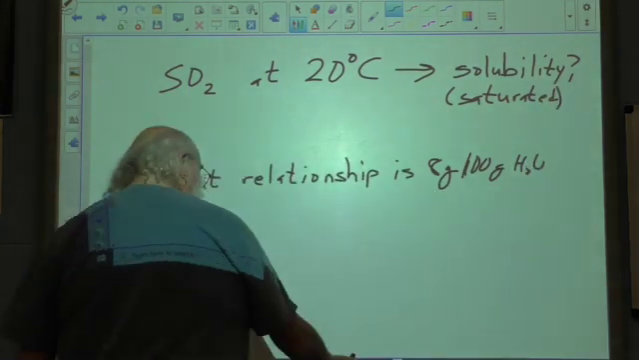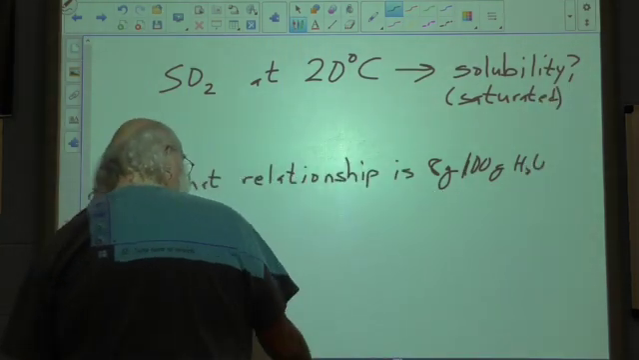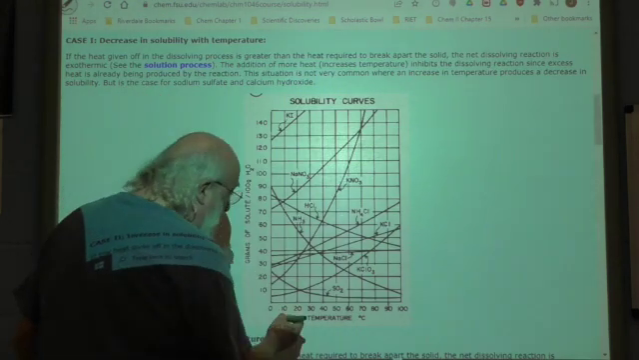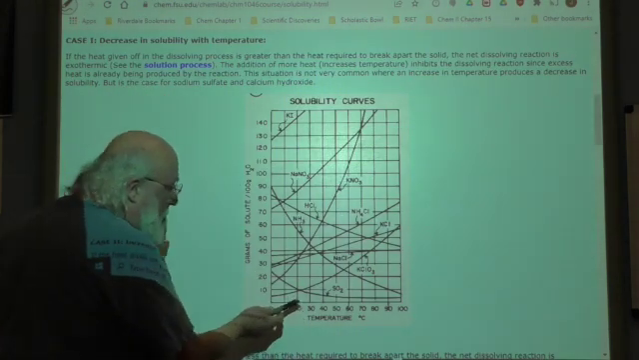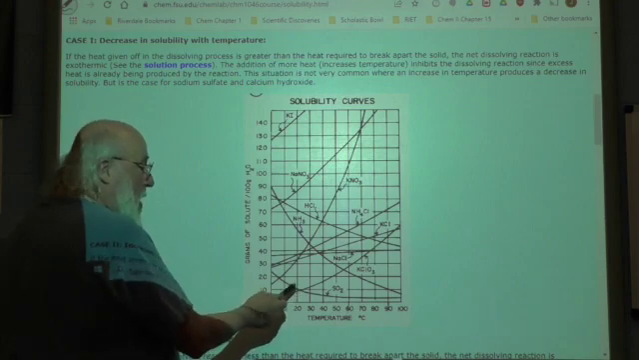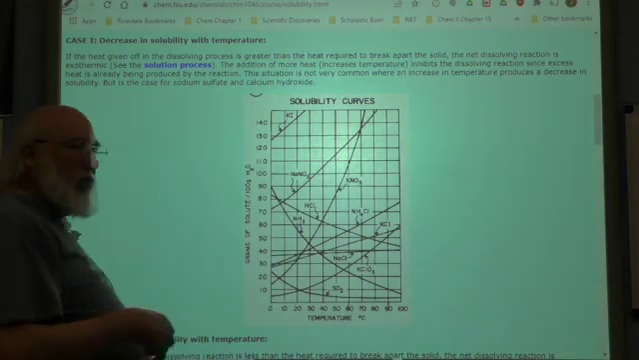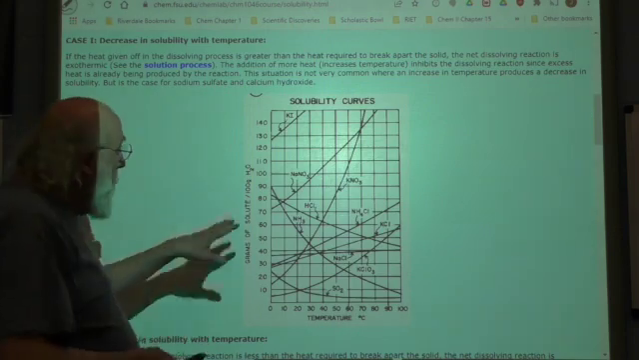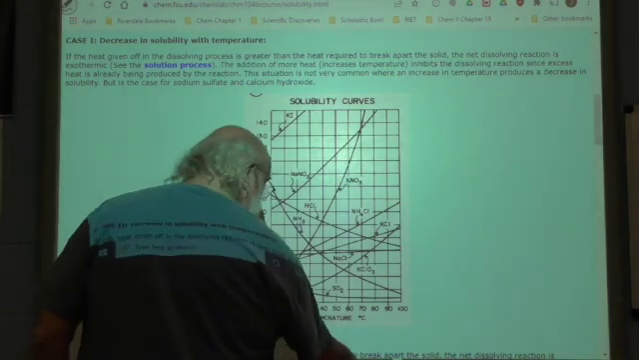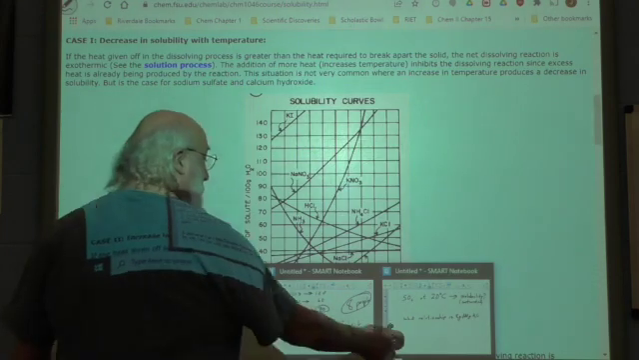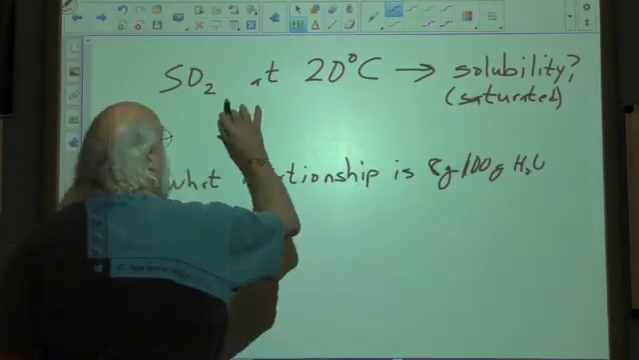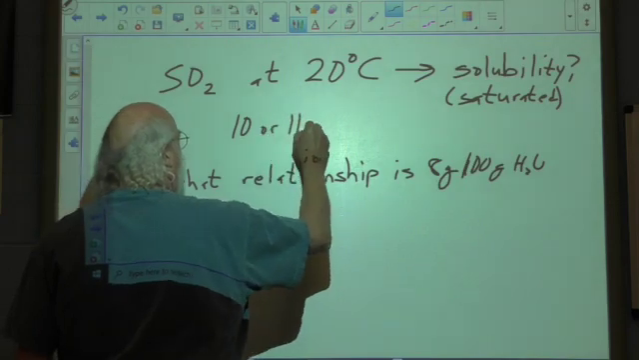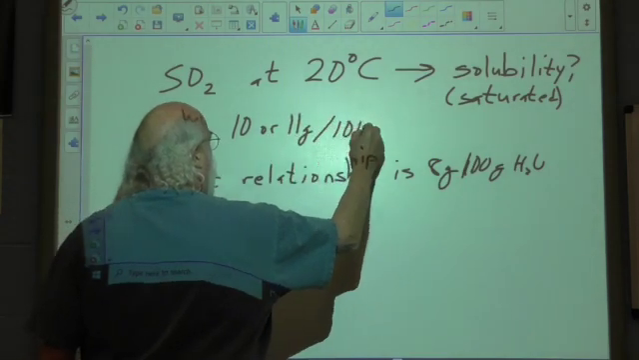Okay, so we're going to go to that chart. Here's the chart, here's the SO2. We go to 20 degrees, and you notice that it looks like it might be either right on the 10 or slightly above the 10, so I'll say 10 or 11 grams per 100 grams of water. So the SO2 at 20 degrees is going to be 10 or 11 grams per 100 grams of water.